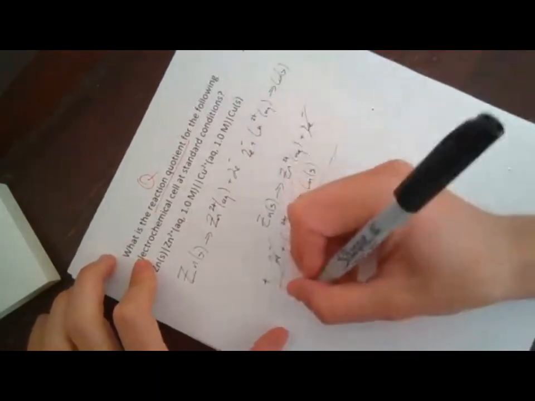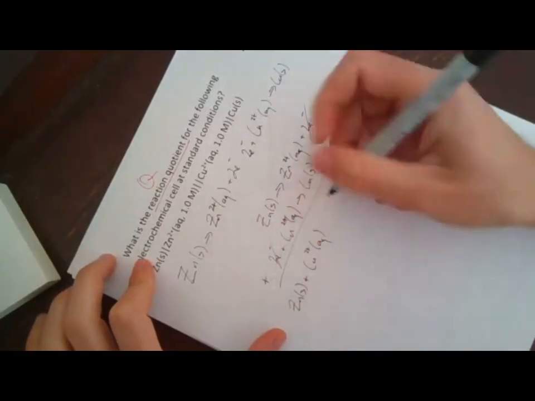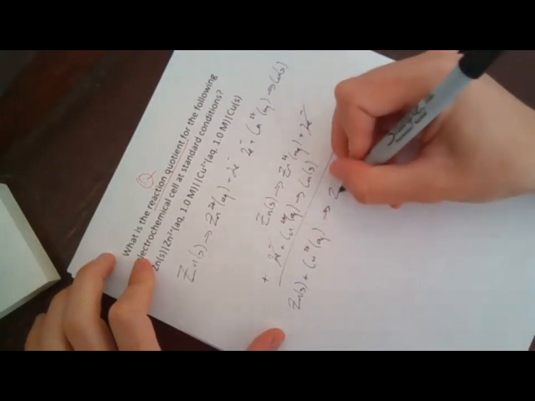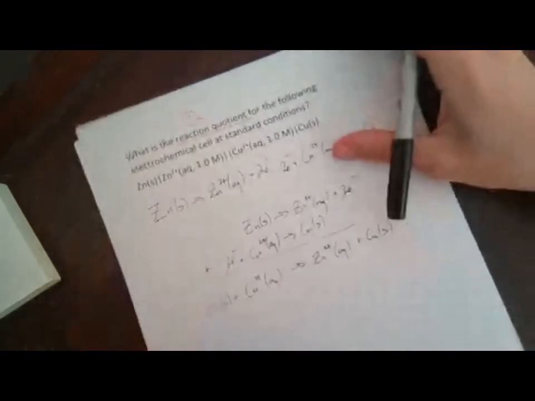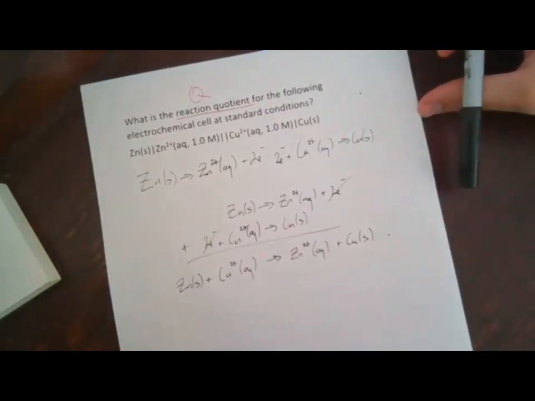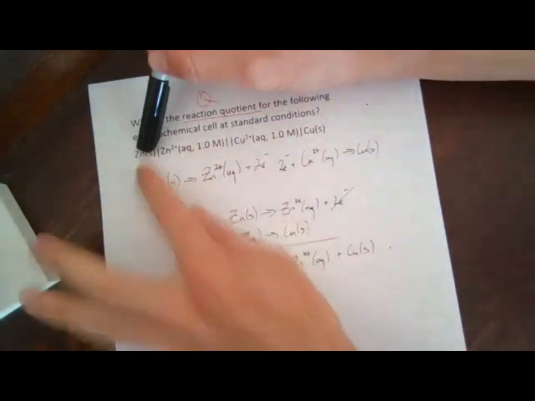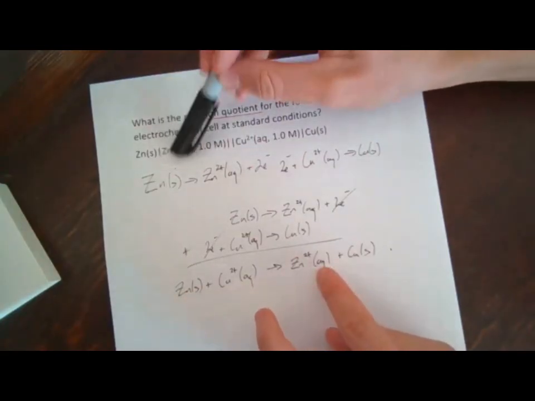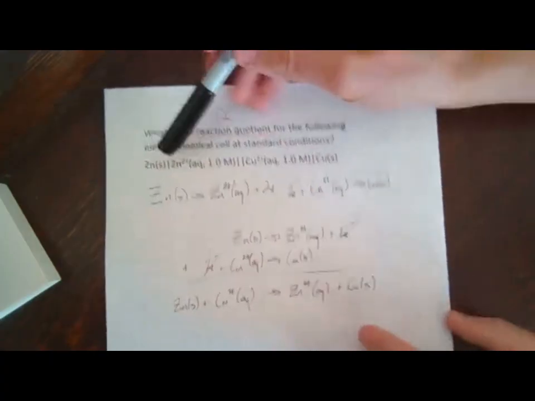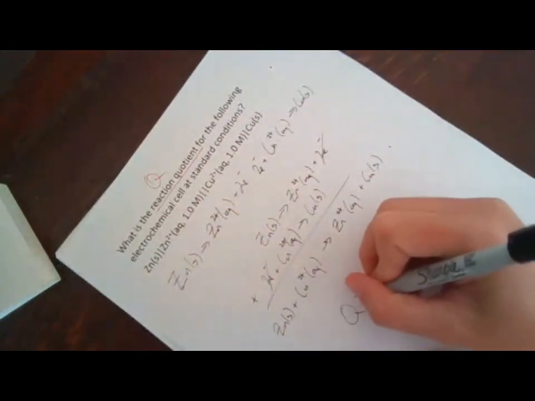The electrons are going to cancel out. And so it's zinc reactant, copper 2 plus reactant, zinc 2 plus product, and then copper product. So when we're using the cell notation, it's reactant product. So that works out. We now want to come up with our Q expression.